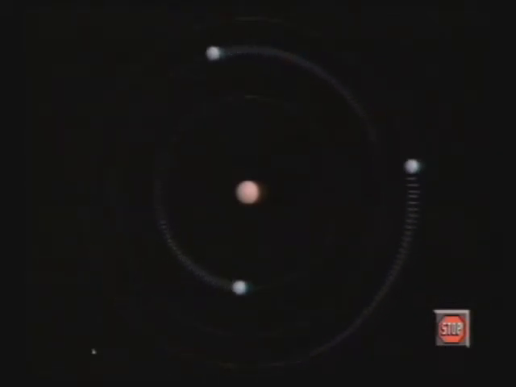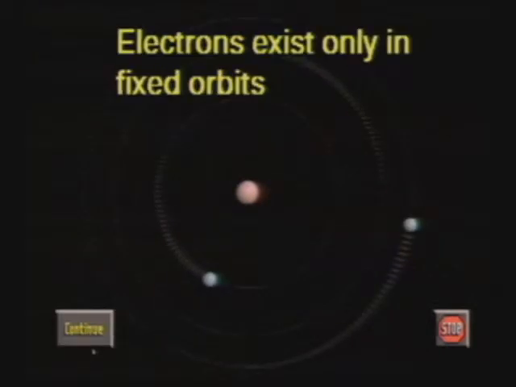Bohr proposed that the orbits of electrons exist only at specific distances from the nucleus. In-between orbits were not allowed. In other words, the electron could be here, or here, or here, but never in between.